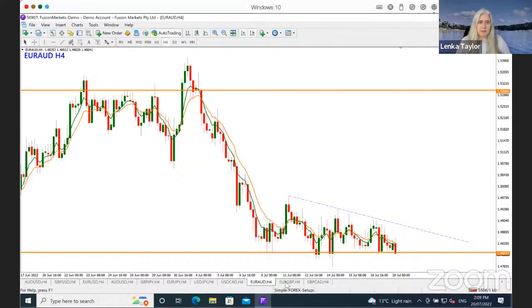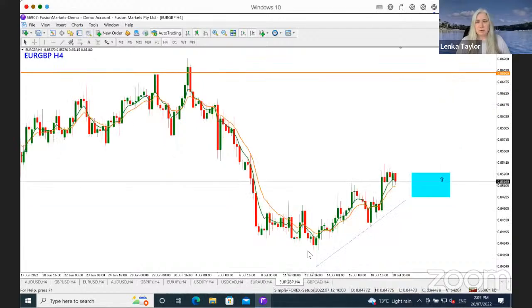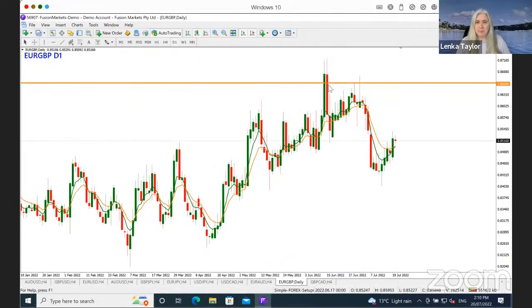Next currency pair is Euro GBP. And on Euro GBP, I'm now looking for long. We've had that price come off the level of resistance, and it has turned around at those previous levels of high, there and there. So we've got now the turnaround, and it looks like it would be going long.